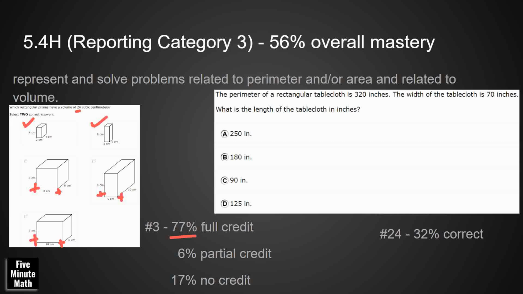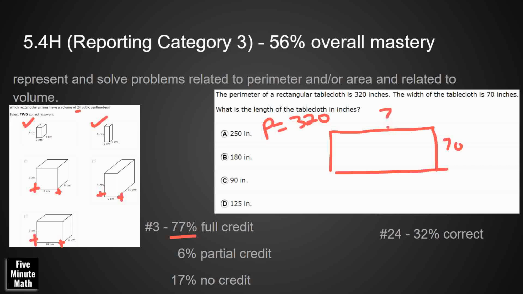Except it didn't trick our kids. 77% got both of those correct. 6% got just one of them correct. So that's fantastic. The issue here was number 24. And here we go. Here is our traditional setup. You've got a rectangle that's not pictured. The perimeter equals 320, and they give us the width.